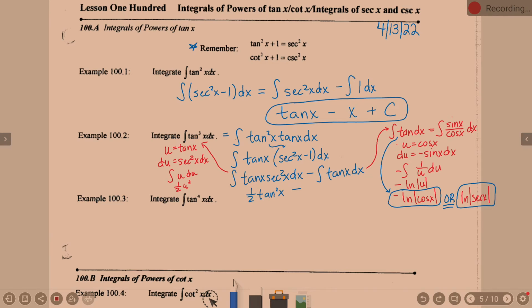So this was minus the integral of tangent x. So I'm going to go with minus negative natural log of cosine x. Minus the negative, though, is plus a positive.